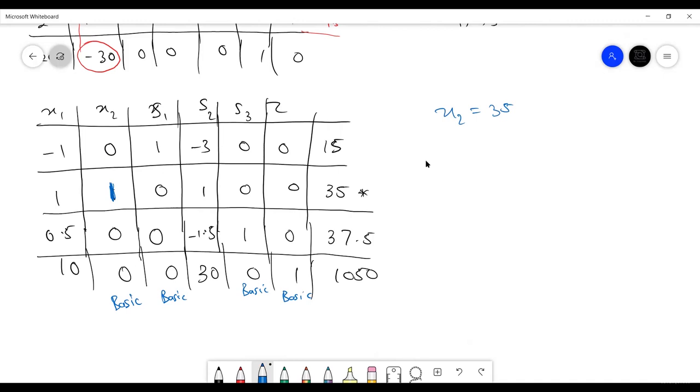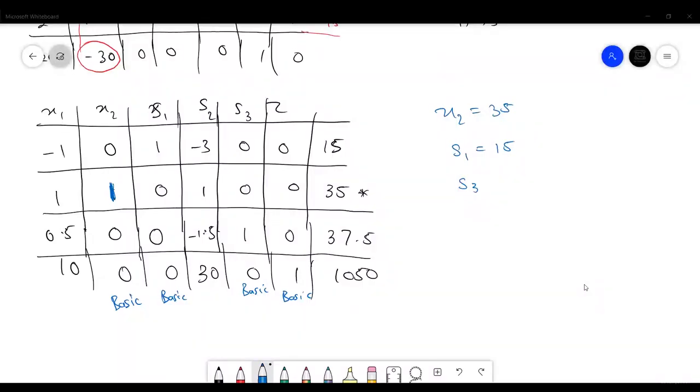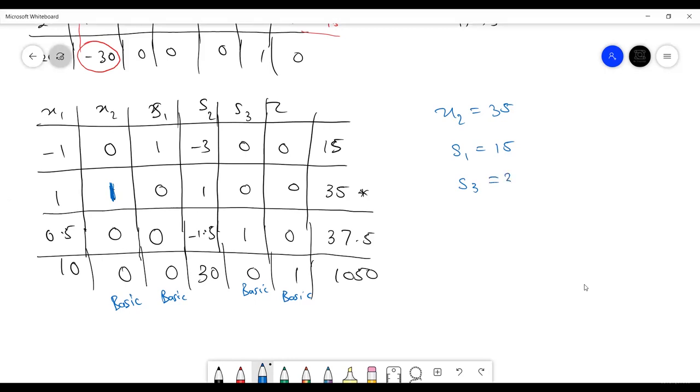and you can write s1 as 15. So from the basic solutions, x2 is 35, s1 is 15, and s3 is 37.5, and maximum Z is equal to 100,050. The other non-basic variables, that is x1 is 0 and s2 is also 0. So that is the solution.